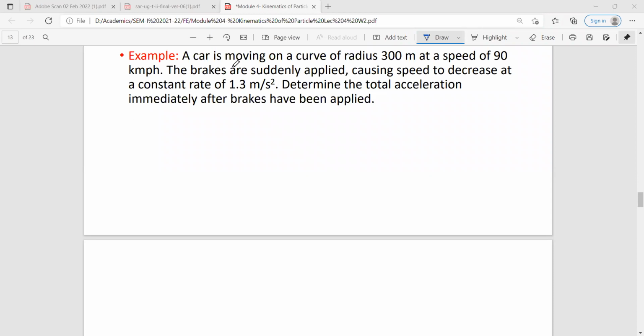Okay, so let us see the solution. Some of you might have solved it already. Okay, so you tally your answers.